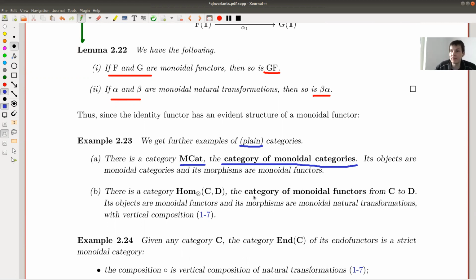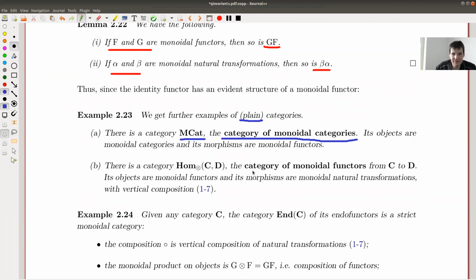That's a subcategory of CAT, because, well, you only consider monoidal functors. And you could consider this a category of monoidal categories, and there's also the category of monoidal functors, which I indicate in the usual notation, just putting a tensor product down here.